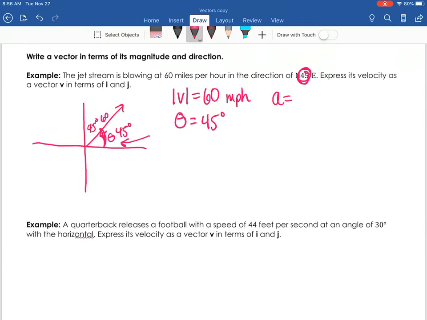Remember, a is the horizontal component, so I take my magnitude and multiply by the cosine of my angle. The cosine of 45 is the square root of 2 over 2, and then 60 times the square root of 2 over 2 would give me 30 square roots of 2, because I can cross off the 2 with the 60 and make that a 30.